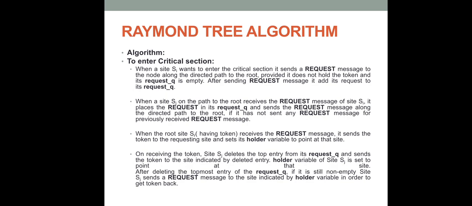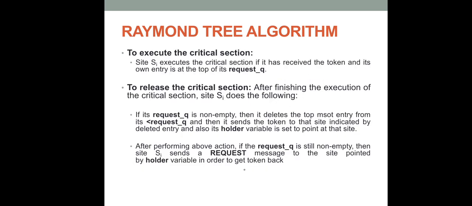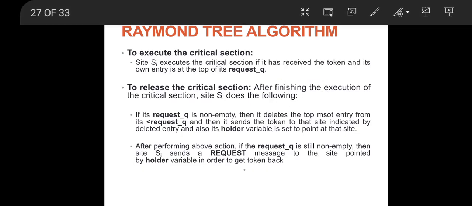Now, how Raymond's tree based algorithm works is, whenever a site wants to enter the critical section, it will be sending a request message to the other site which is in the direction of the root node, because the root will be the site which is currently holding the token. In the next step, if another site holds the token, then all the directions will be changed towards that other site. So these are the steps of Raymond's tree based algorithm.